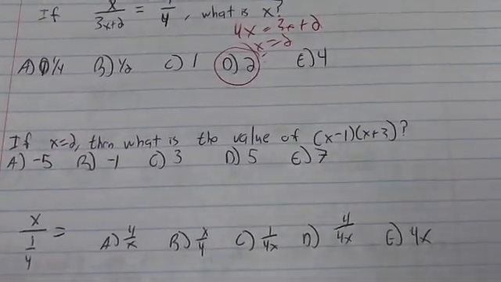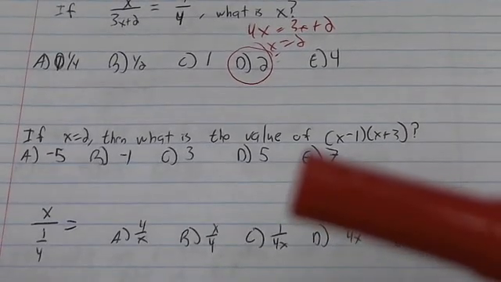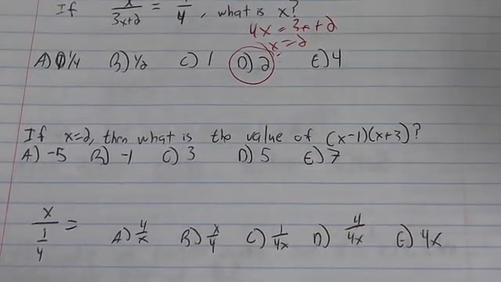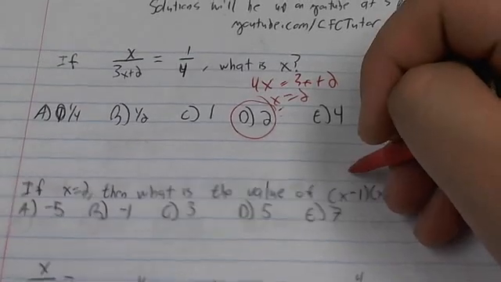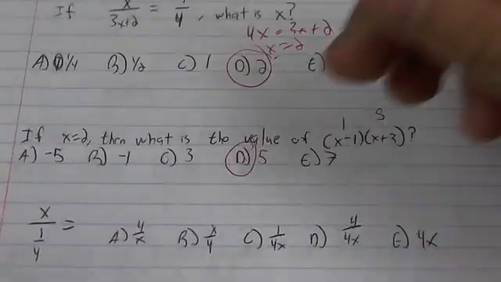Alright, if you ever forget algebra, you can always use your multiple choice answers to your advantage. Number 2: if x is equal to 2, then what is the value of x minus 1 times x plus 3? Well, you just plug in 2. 2 minus 1 is 1. 2 plus 3 is 5. 1 times 5 is 5.